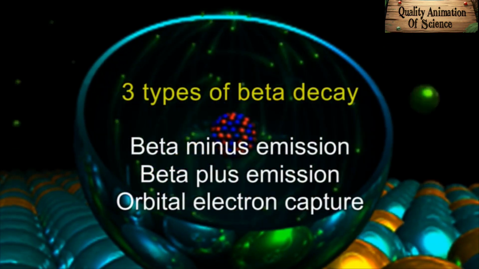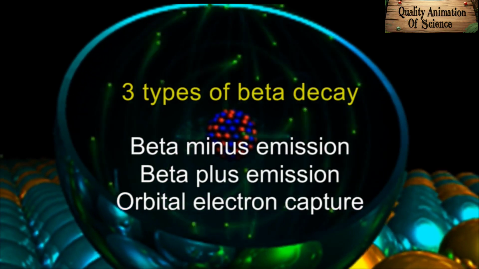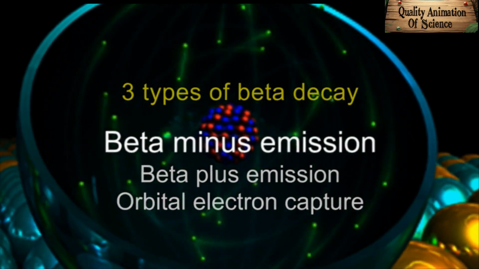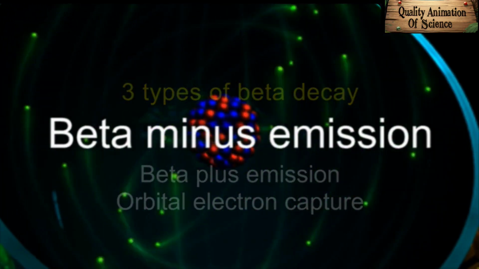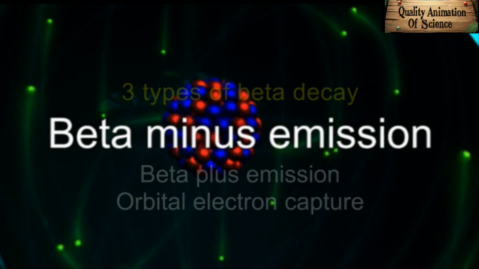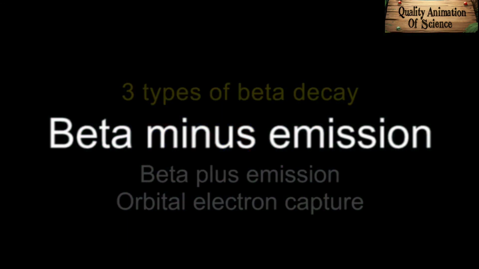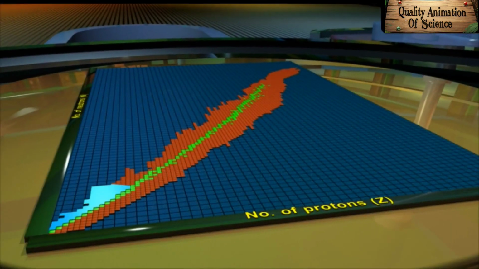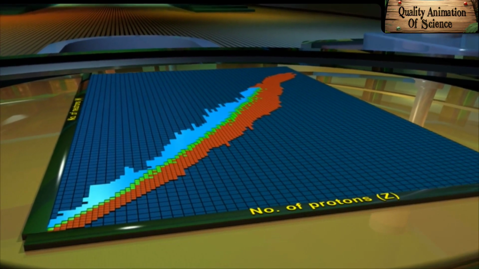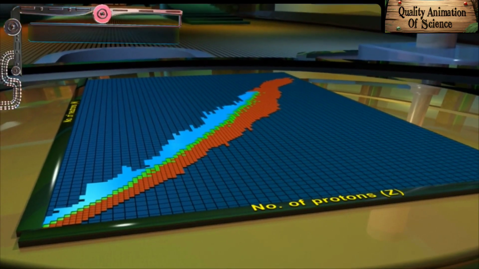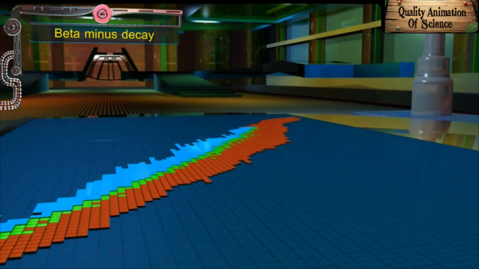There are three types of beta decay processes: beta minus emission, beta plus emission, orbital electron capture. Let us see beta minus emission first. The elements lying above the stability line disintegrate by emitting beta minus particle or electron.